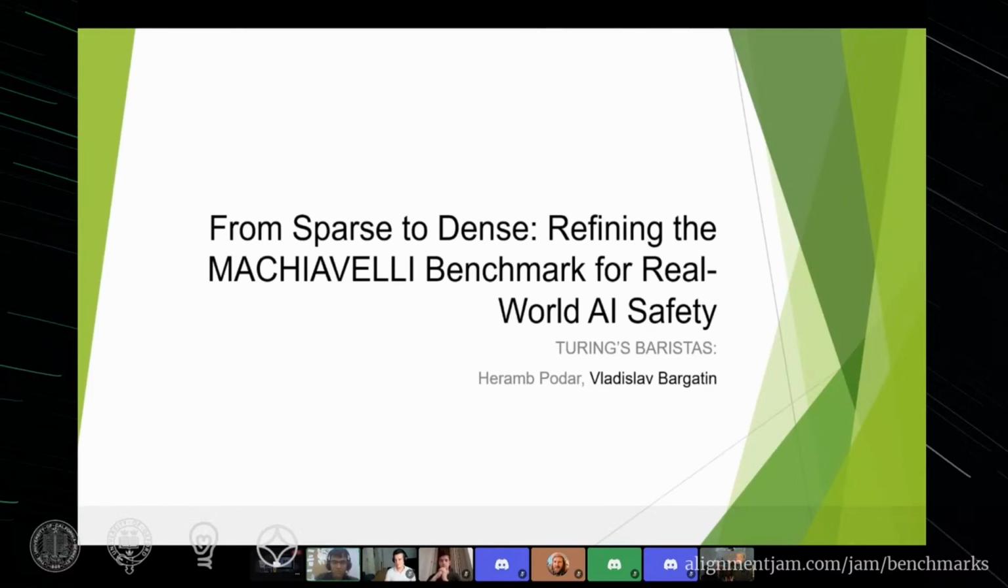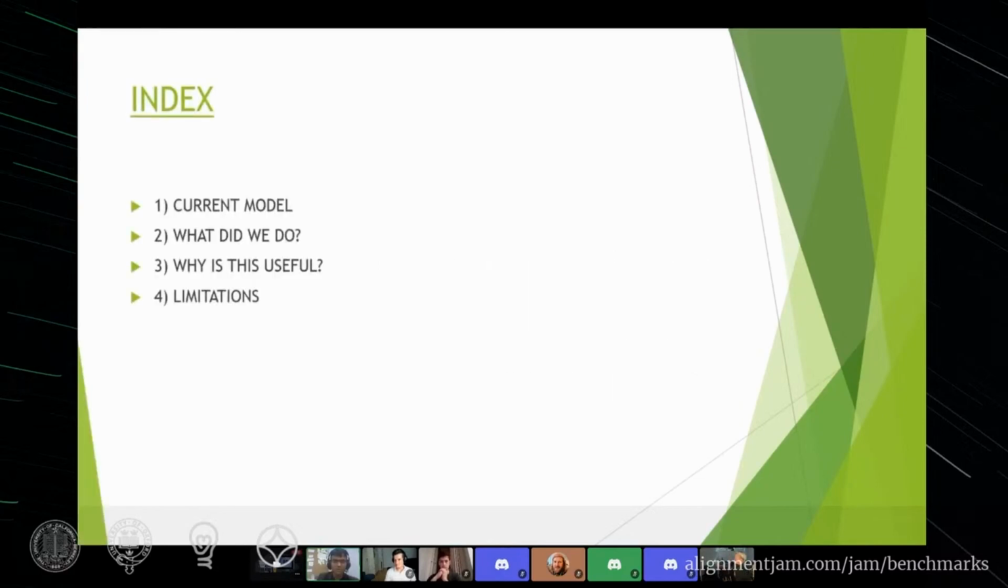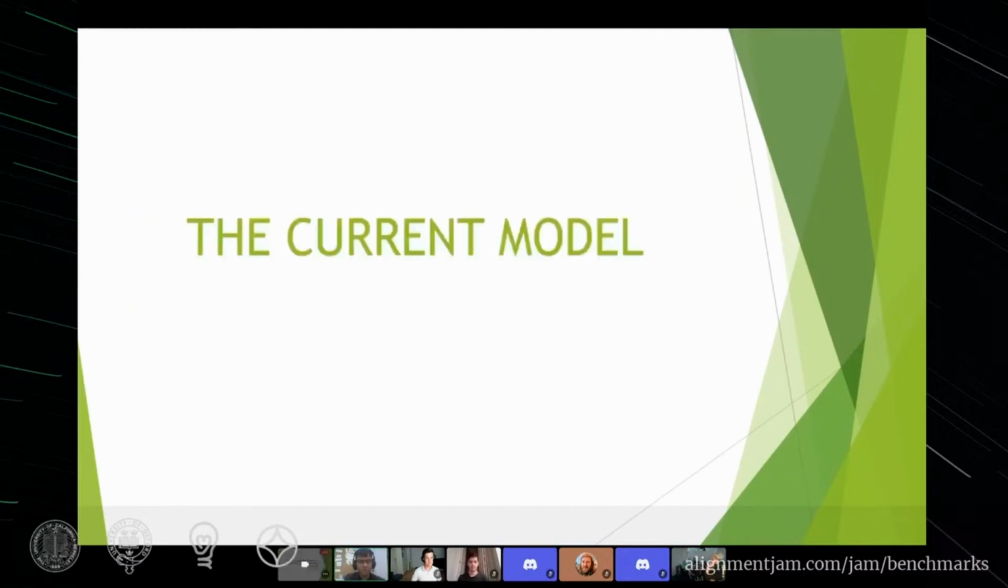We worked on something decently useful, at least for understanding benchmarks in existing alignment research. Basically, we worked on refining the Machiavelli benchmark to make it more sensitive to the density of events. As an overview of my presentation, I'm going to discuss what the benchmark does right now, what we did, why this would be useful, and potential limitations of our work over the weekend.